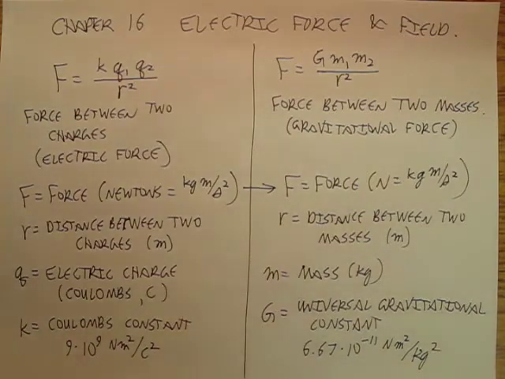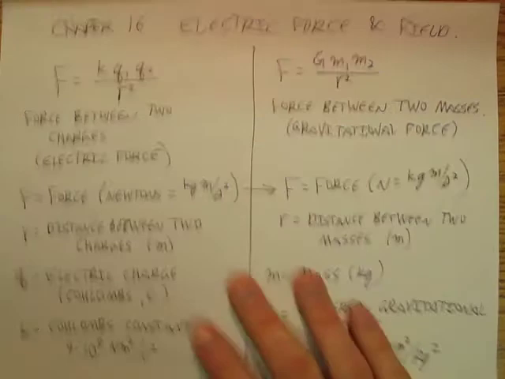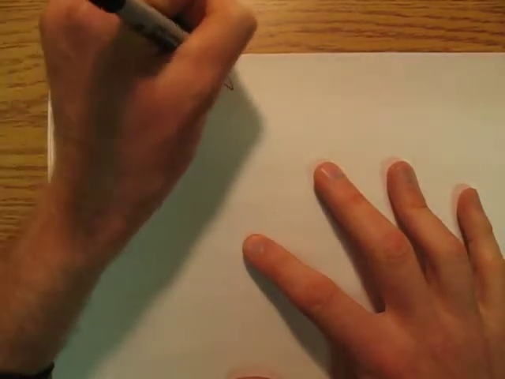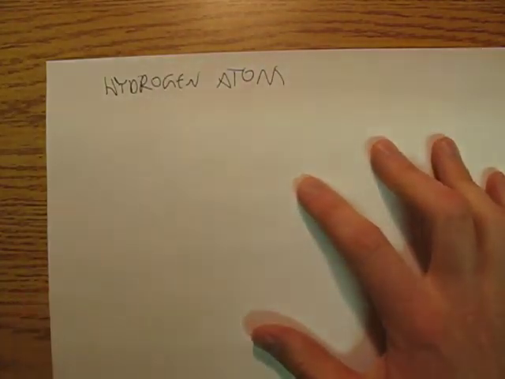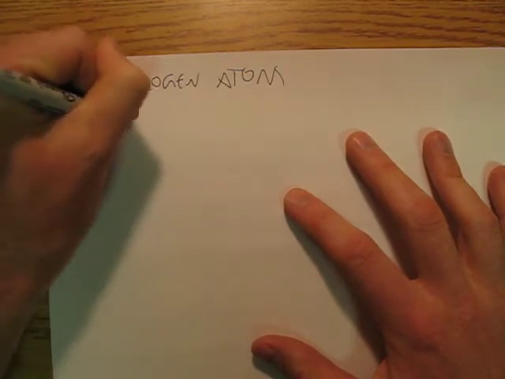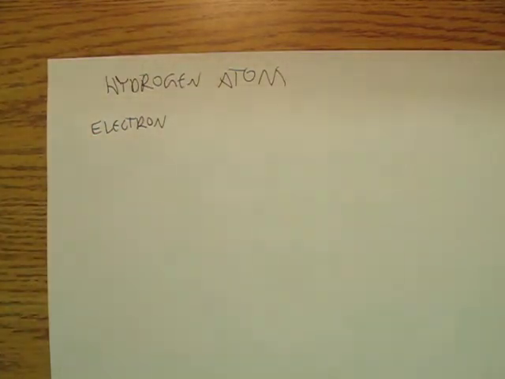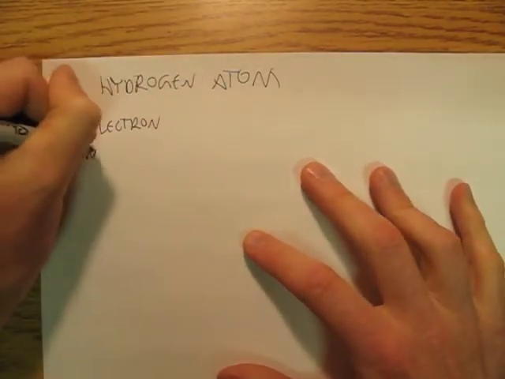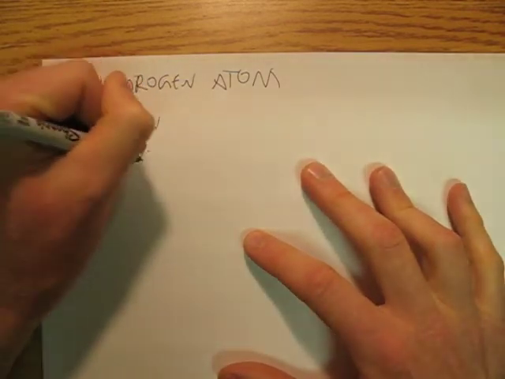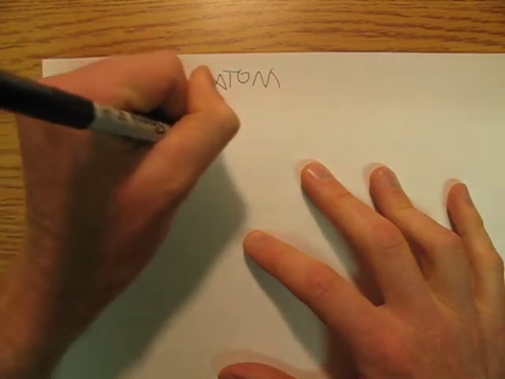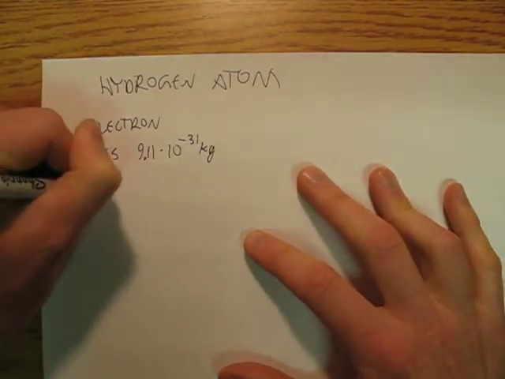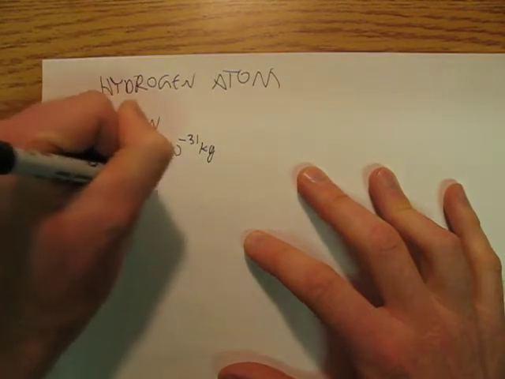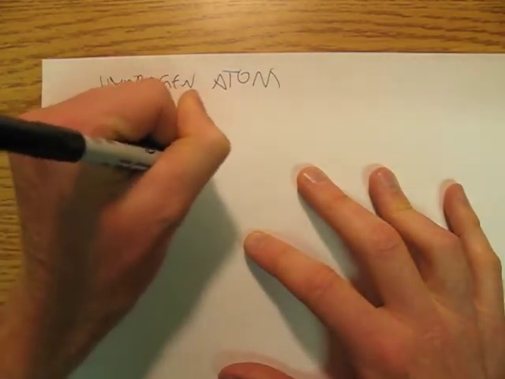And so let's just figure out, if we have an atom, and we're going to say that we have an electron, and that electron is going to have a mass of 9.11 times 10 to the negative 31 kilograms, and it's going to have a charge of negative 1.6 times 10 to the negative 19th coulombs.